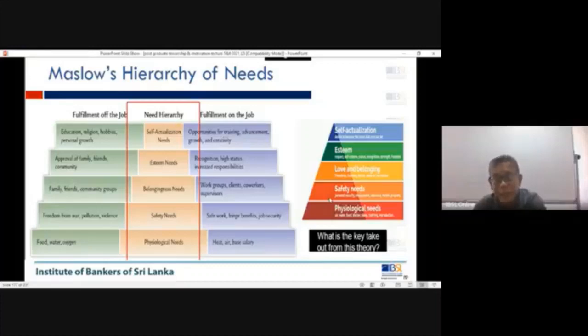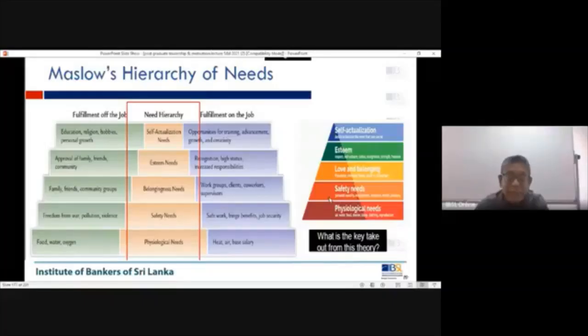Okay, that's the physiological needs. Sometimes people talk about transportation, housing facilities, uniform, medical needs, reimbursement, housing loan facilities. All of these are physiological needs that the organization is giving employees to satisfy.